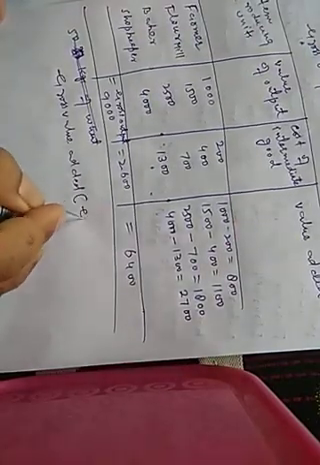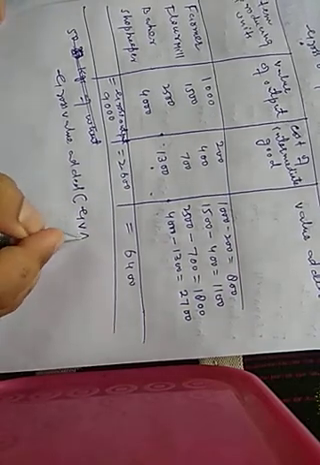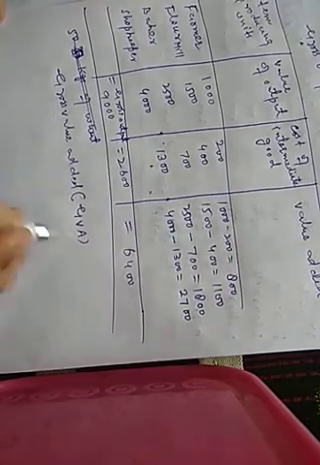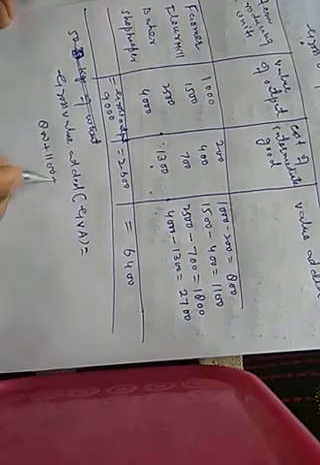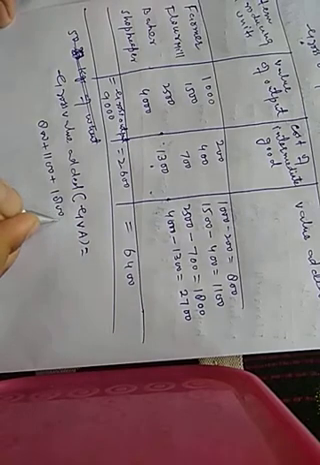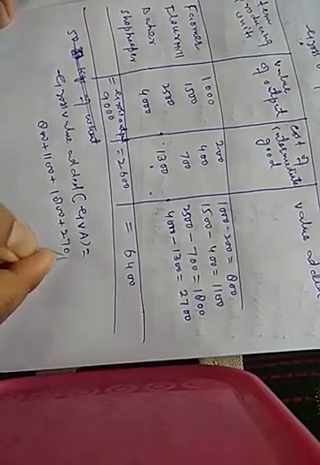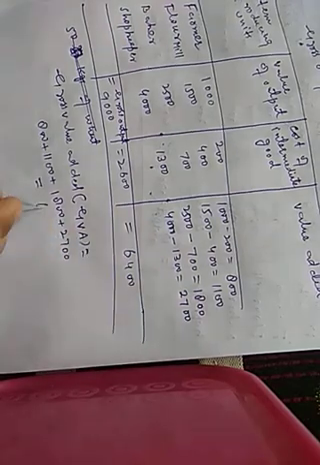Now, gross value added, GVA, is equal to 800 plus 1100 plus 1800 plus 2700, and gross value added will be equal to 6400.